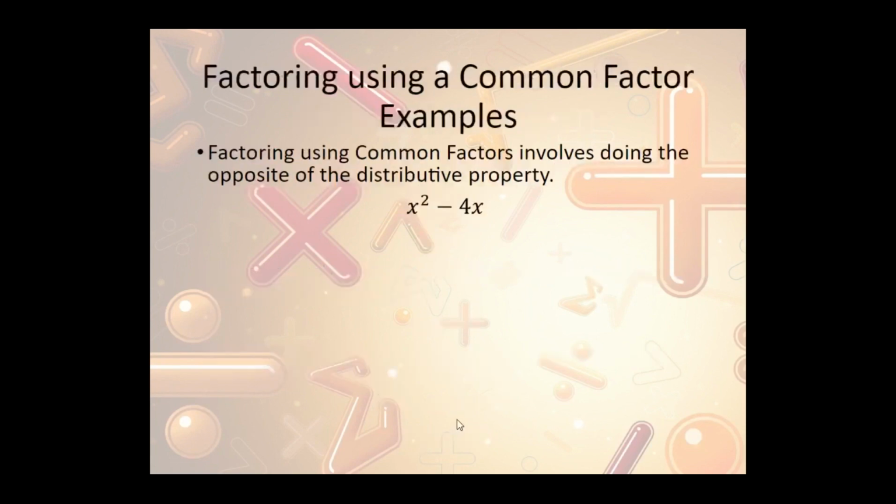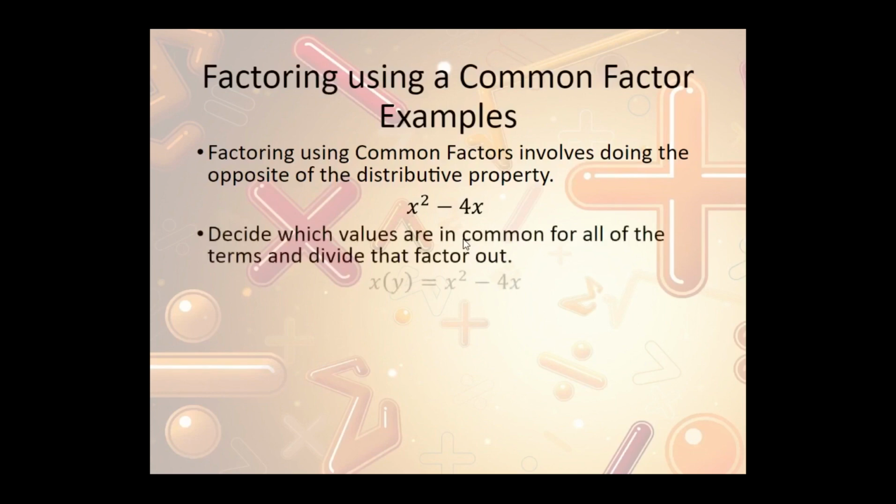So let's look at some examples. We have x squared minus 4x. We're looking for something that's in common, that we can divide out of both of them. Well, we have an x in both of them, so we could divide that out. So we have x times something is equal to x squared minus 4x. We're going to divide x squared by x. X squared divided by x is just x. And then negative 4x divided by x is just negative 4. So we get x times x minus 4.